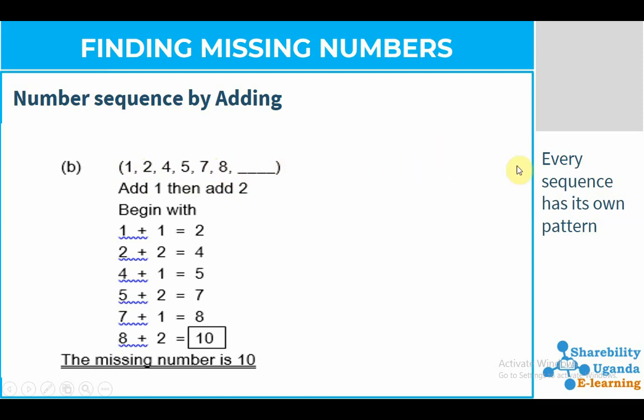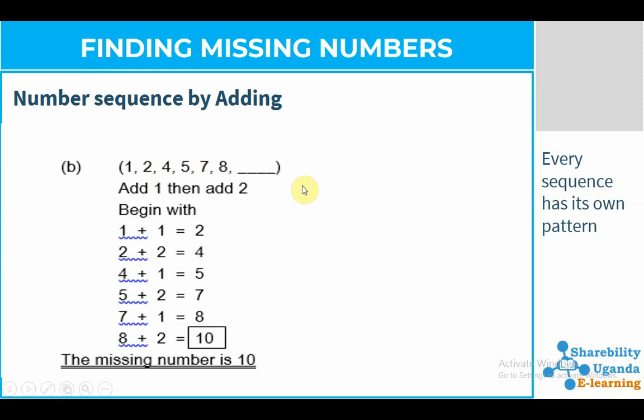One, I said that every sequence has its own what? Its own pattern. And you should think about the operations now. Because for this we are using addition to derive the answer, we shall think about addition. Another name for addition is sum. So here we shall think about summing up these numbers to come to the next. So what do you think about from a 1 and a 2?